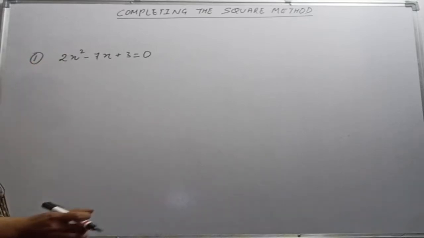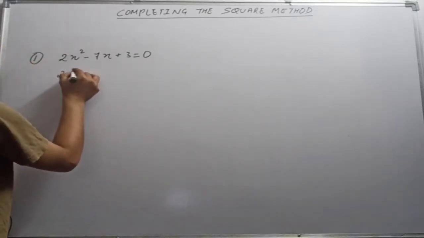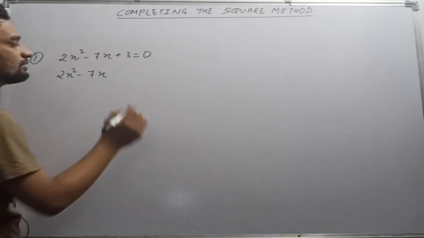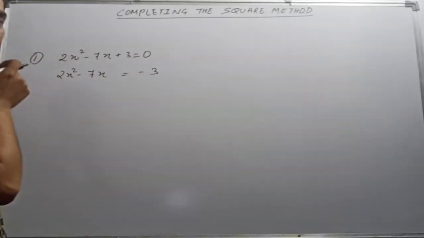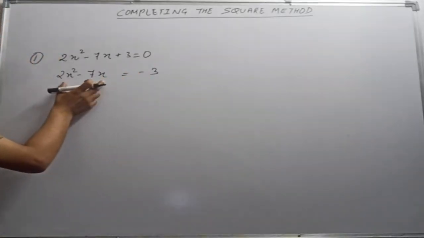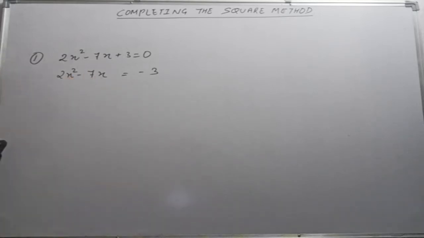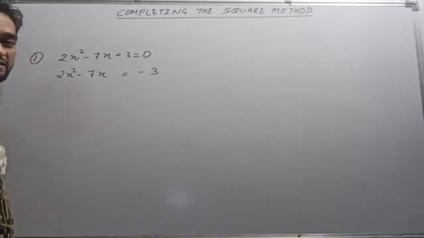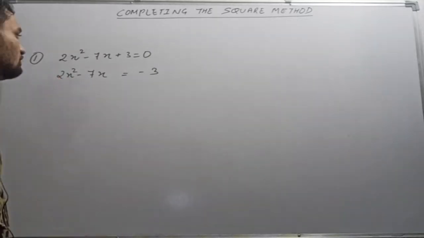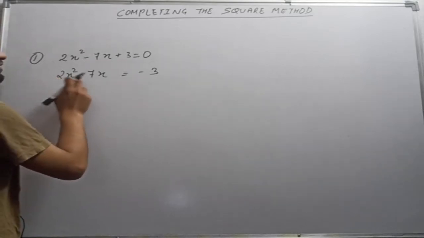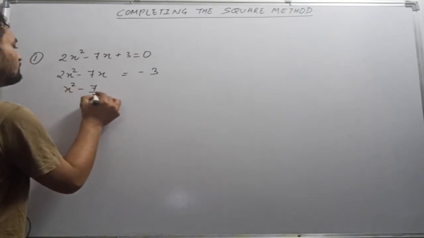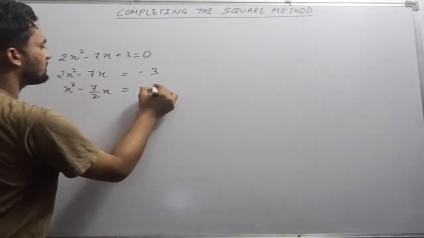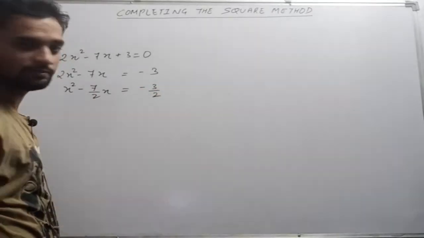The very first step: the constant term, the term in which the variable is not there, we have to shift towards the RHS. Only the variable part must be on the LHS. Now the next step: here we have 2x square, but the coefficient of x square should be 1. So we have to divide every term by 2. So this will be x square minus 7 by 2 x is equal to minus 3 by 2.